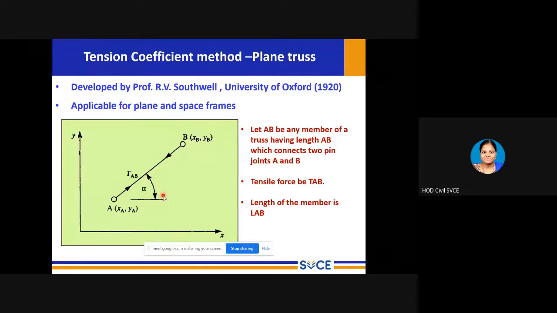Now, what he did is establish a relationship between the member force, that is TAB, and the coordinates XA, YA, as well as XB, YB. TAB is the tension in the member AB. We are going to assume it as a tensile force, and also assume it positive. The length of the member is LAB. We can calculate the length of the member AB because we know the coordinates XA and YA, and similarly XB and YB. Here the two joints, A and B, are assumed to be pin joints, TAB is the force in the member AB, and LAB is the length of the member AB.